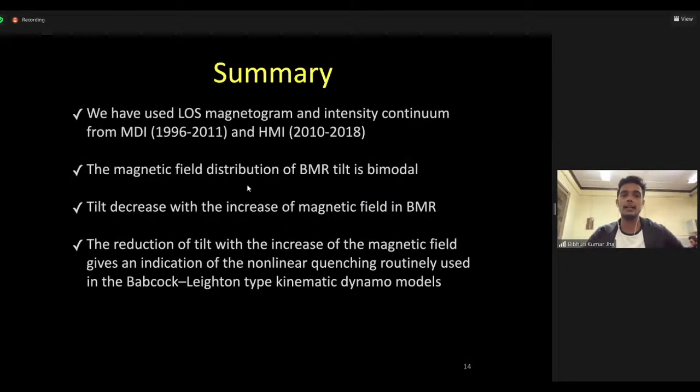In summary, I have used the line-of-sight magnetogram and intensity continuum from MDI as well as HMI data. Our magnetic field distribution interestingly came out to be bimodal. We have also seen that the tilt decreases with the increase of magnetic field in the BMR. This plays a very important role in understanding the solar dynamo, and it gives an indication of the nonlinear quenching that is currently used in the Babcock-Leighton type dynamo model.